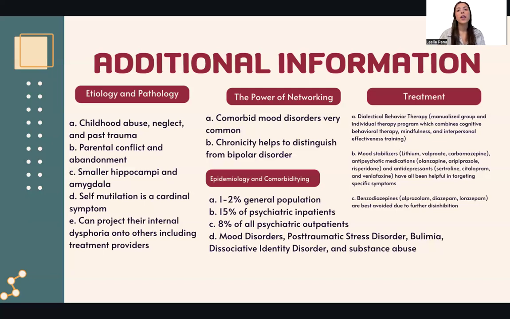Comorbid mood disorders are very common. Chronicity helps to distinguish it from bipolar disorder. This happens in 1 to 2% of the general population, 15% of psychiatric inpatients, and 8% of psychiatric outpatients. Mood disorders, post-traumatic stress disorder, bulimia, dissociative disorder, and substance abuse could also be comorbid, meaning that they could also experience these. And like I just said, those are what our treatments are for them.